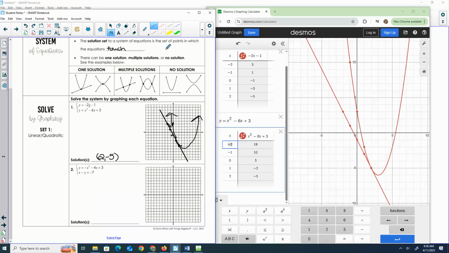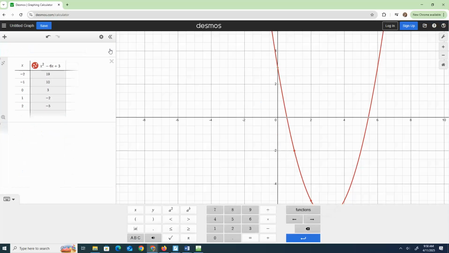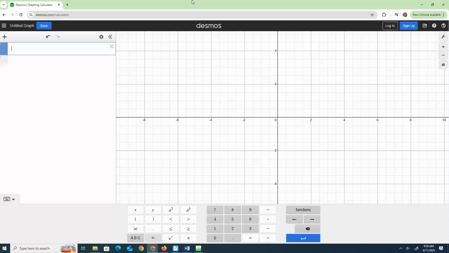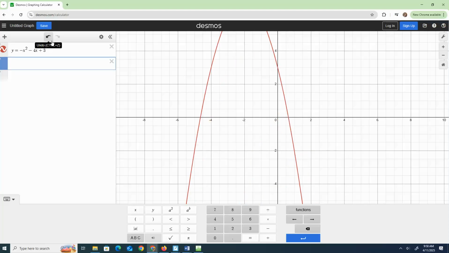Number 2. So let's go ahead and use Desmos to get the solution here. If you want to quickly get rid of things, you can just hit the X and it deletes them out. So you could delete out everything that's there. And so if I type in my equations, we have y equals -x squared minus 4x plus 3, and x minus y equals 7. Sorry, -7.